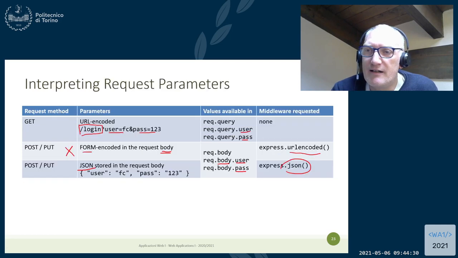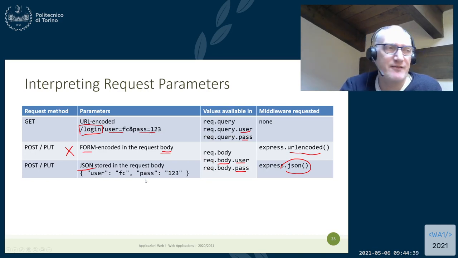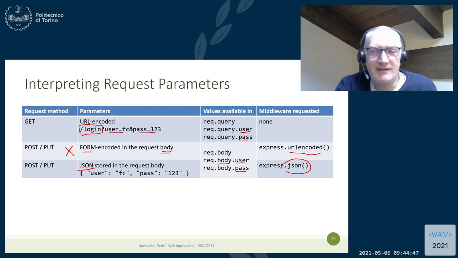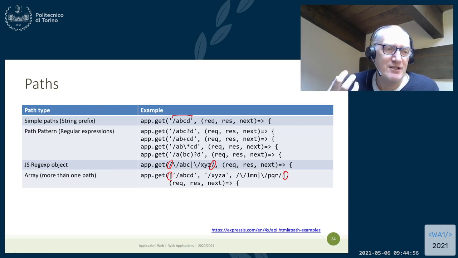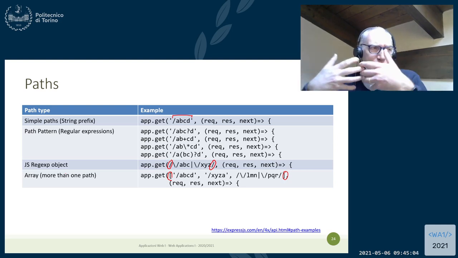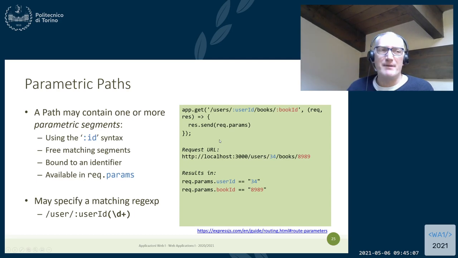So the parameters on the URL and the information in the request body are the native methods for passing information from the browser to the server. These are already embedded in the behavior of the server. But then we have this capability of matching multiple strings and having one single callback responding to different URLs, different strings, different paths. So let's put the two together. Express gives a capability of matching parametric paths.